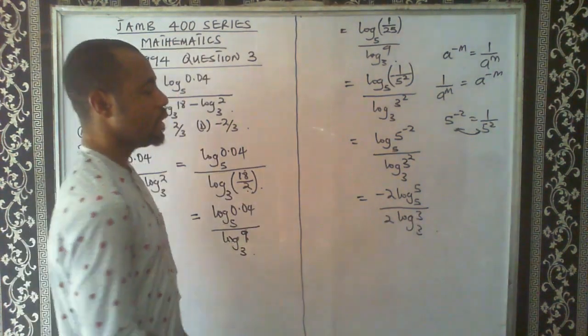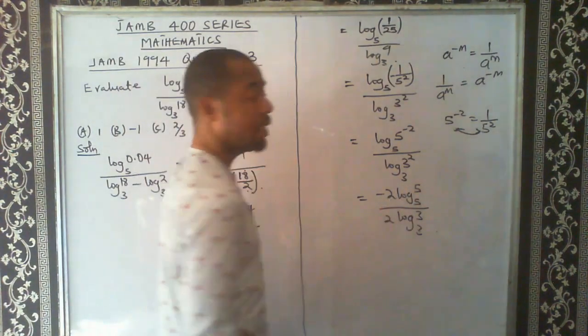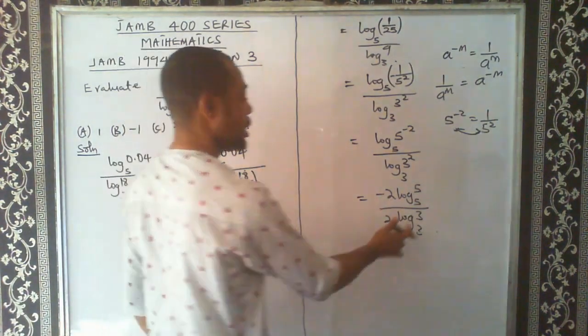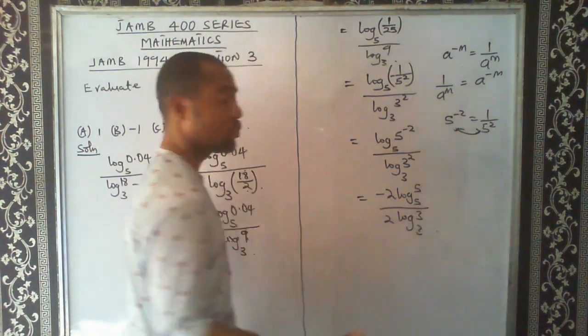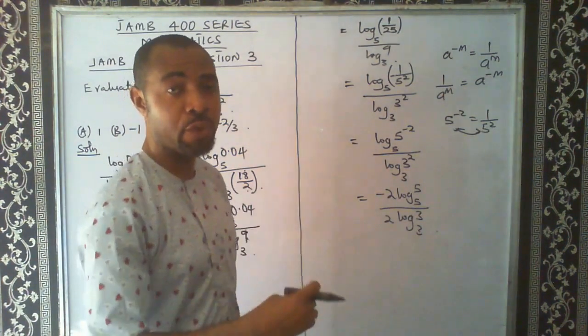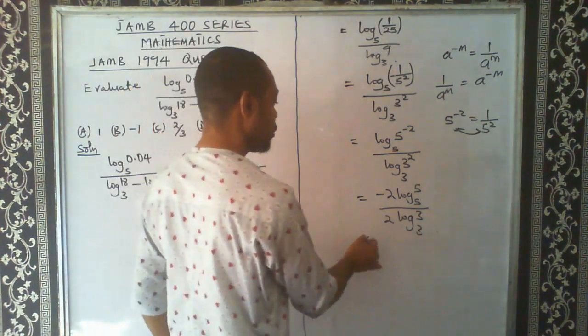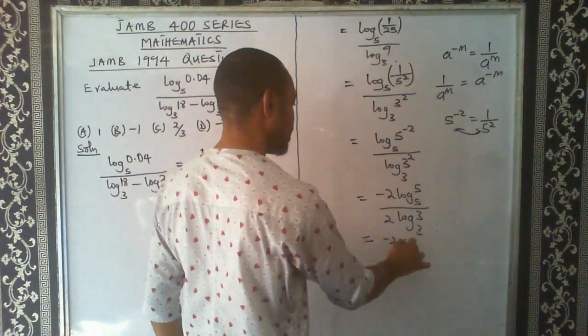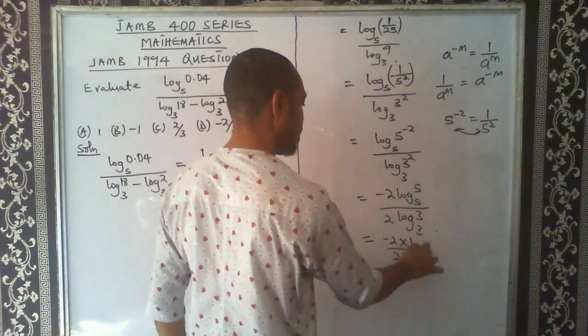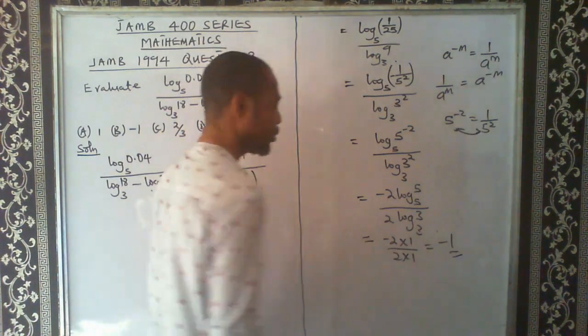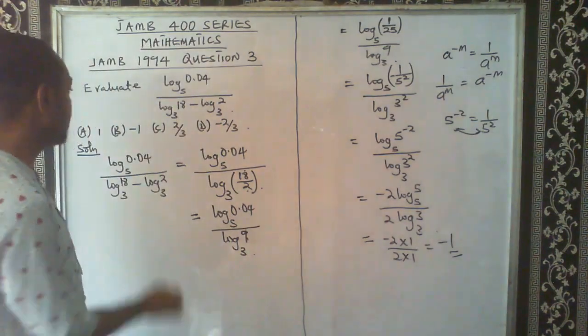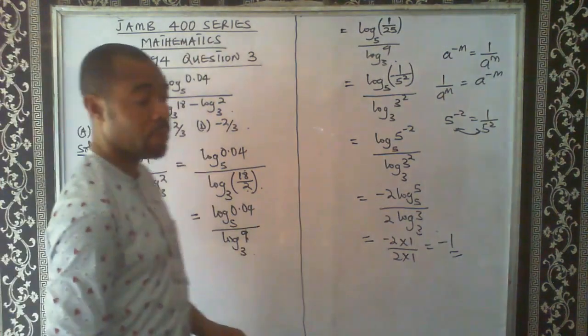Okay? So log 5 in base 5 will give us what? 1. And log 3 in base 3 is 1. The logarithm of a number to its own base is 1. We know that. So this will give me minus 2 times 1 all upon 2 times 1. And that will give us minus 1 at the end of the day. So this should be our answer.